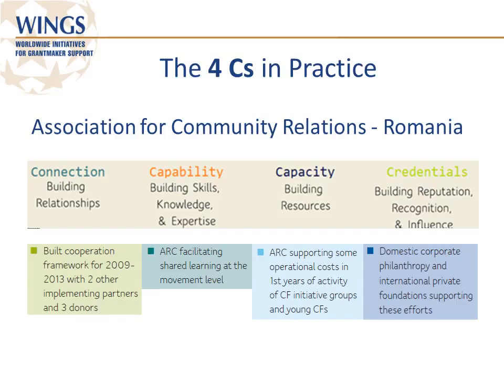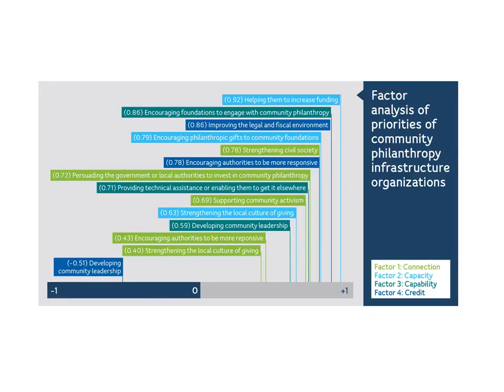And we were able to look at that distribution and begin to say, well, these are the kind of priorities that community foundation support organizations are giving. But that doesn't answer how we get from there to the 4 C's. Well, we get there with a process called factor analysis, which is now on your screen. And we analyze the priorities of the community philanthropy infrastructure organizations.